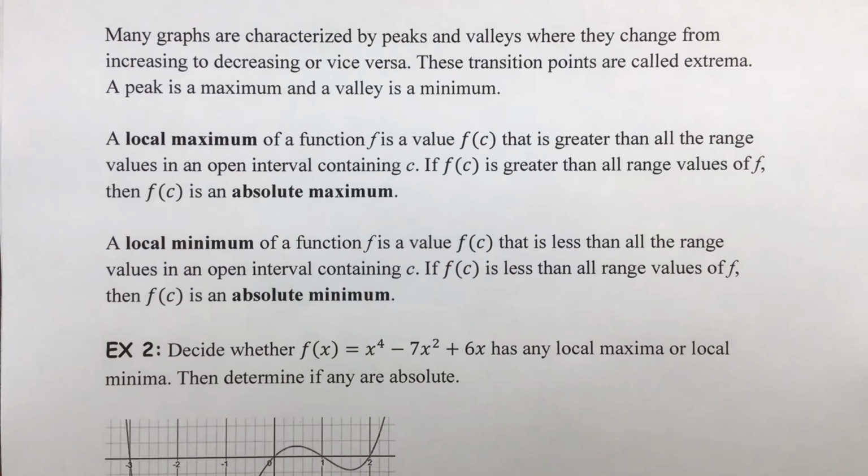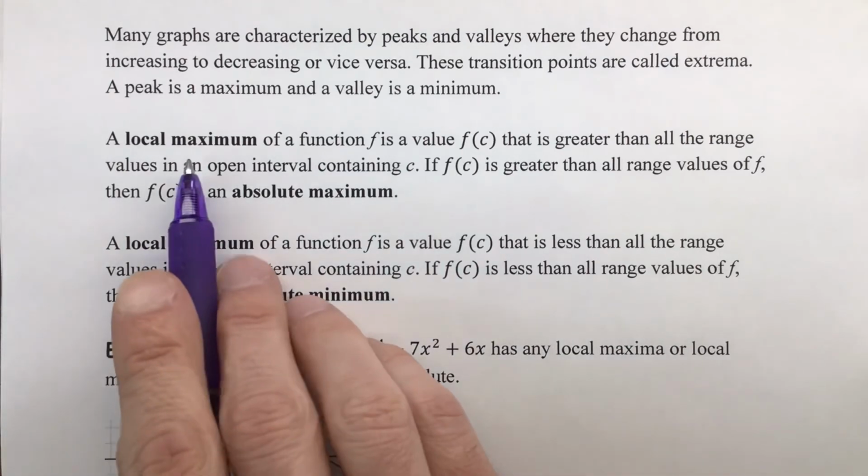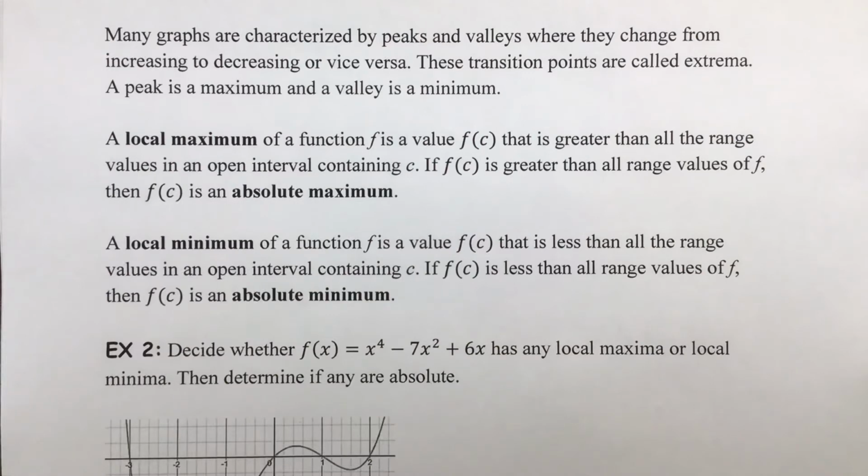Okay, these transitions are also called extrema. A peak is going to be a maximum, and a valley, a low point, is going to be a minimum. A local maximum of a function is going to be a value of f(c). That's an output. It is a value of f(c) that is greater than all the range values, the other outputs, in an open interval that contains c.